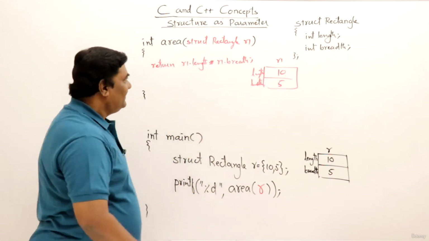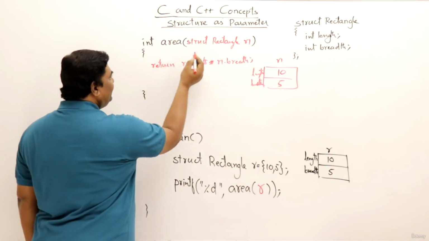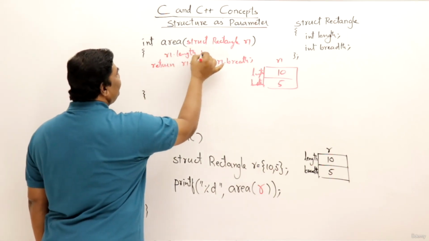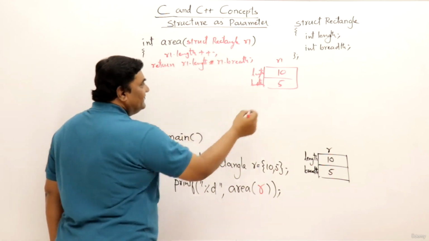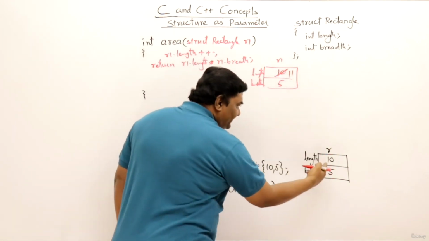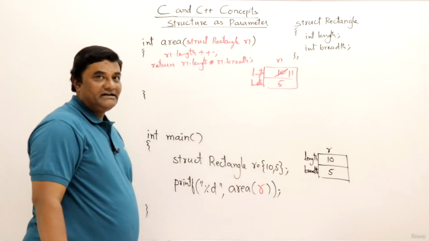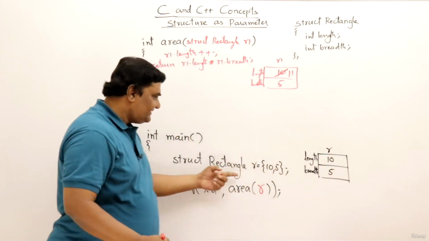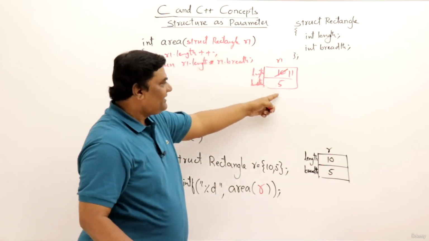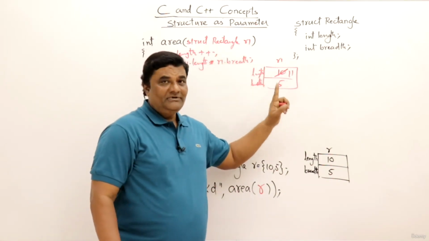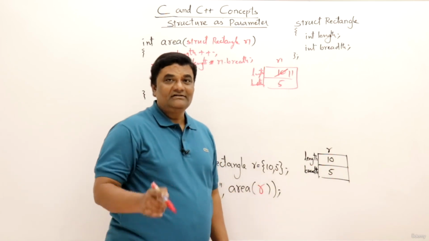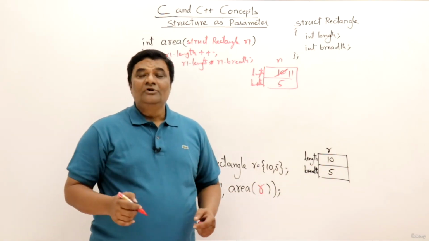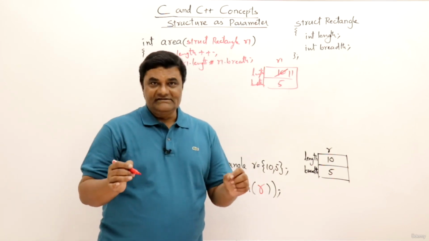Now one thing: inside this one, if I make any changes, if I say R1 dot length plus, if I modify length before returning, so this becomes 11. Will it change this one? No, it will not change that one. It is called by value, so the actual parameter will not be modified. This is the actual parameter and this is the formal parameter. If you make changes to the formal, it will not affect the actual, right? This is one thing. Next I will show you call by reference.